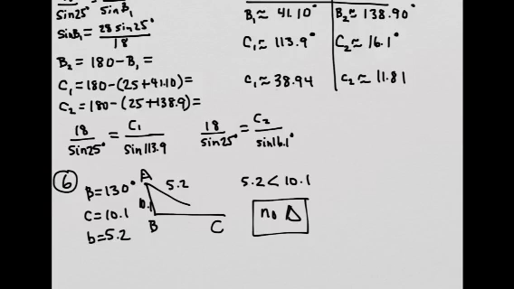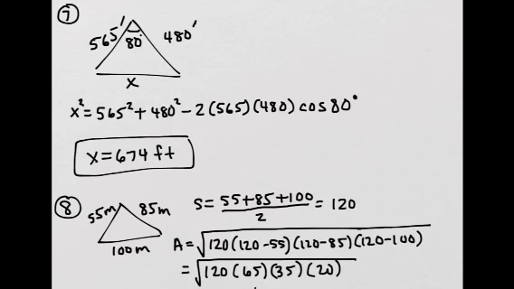Alright, thank you guys. Alright, for number 6, you have angle B 130, and this is an obtuse angle. And because of that, since this side is shorter than this side, you automatically have no triangle.